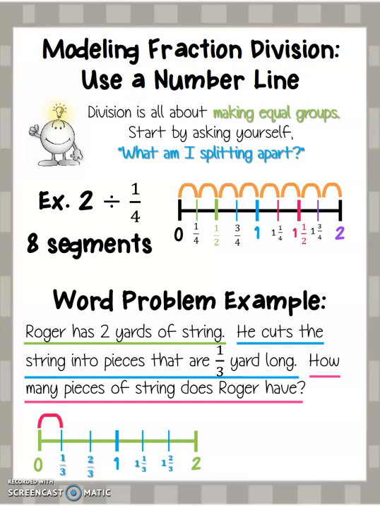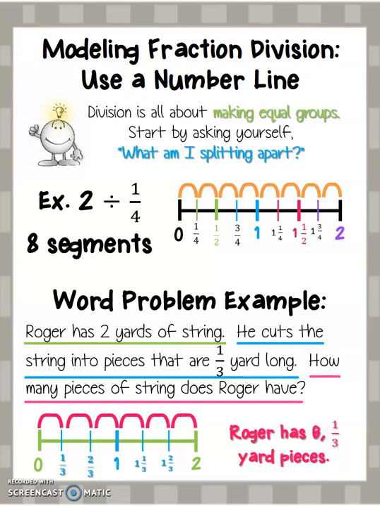So that would be all total 1, 2, 3, 4, 5, and finally 6 segments. So those 6 sections tell me that Roger has 6 1/3 yard pieces. Using a number line is most helpful when you're dividing a whole number by a fraction, or you're splitting apart a whole amount into fractional pieces.